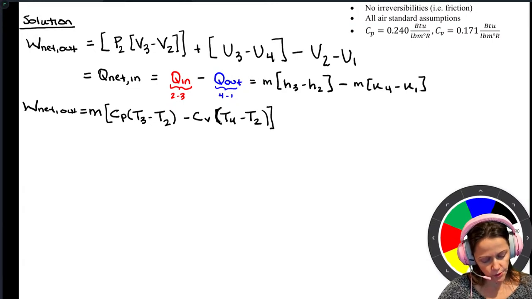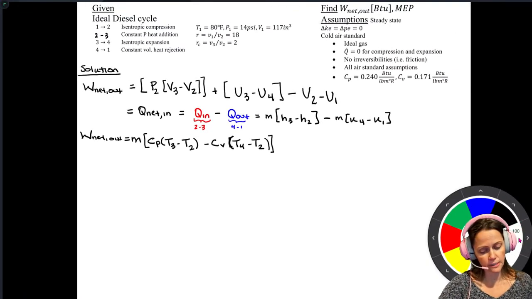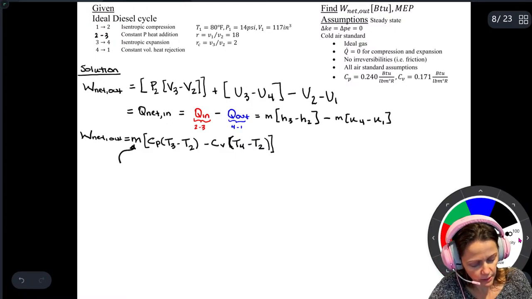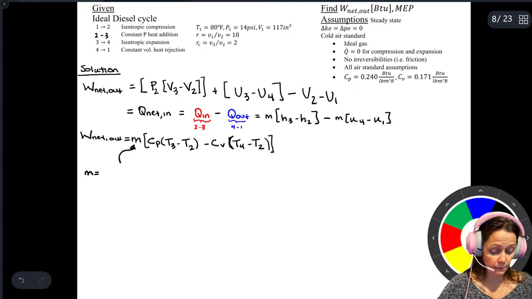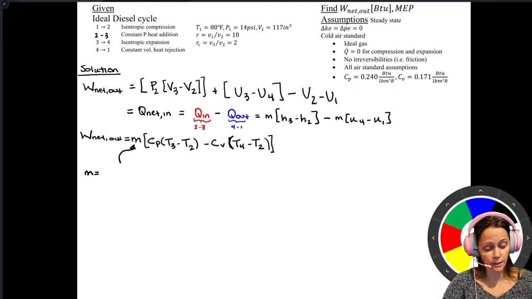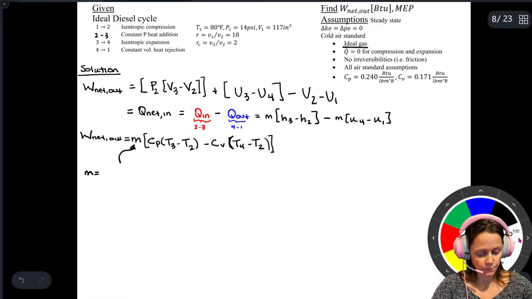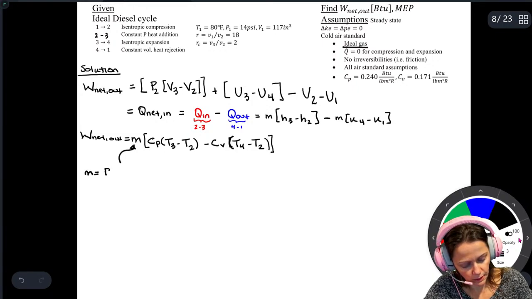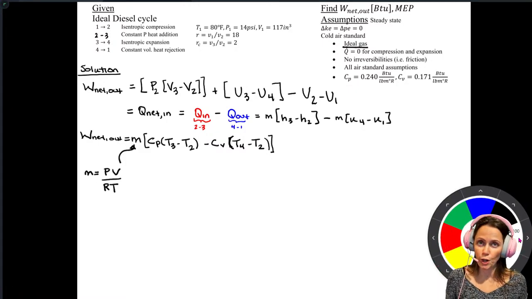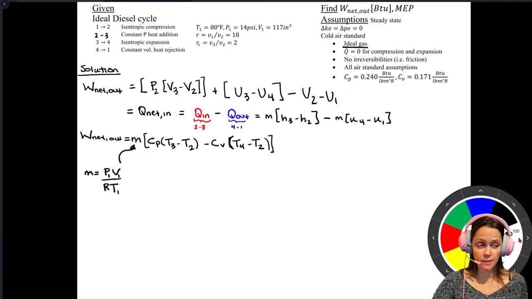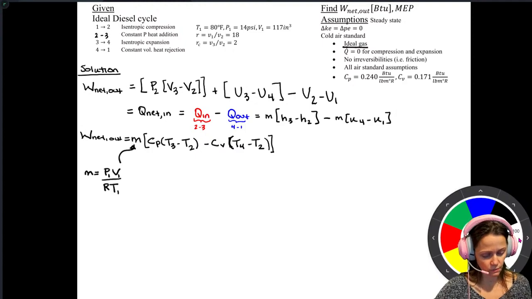Okay. All right, so we got our governing equation. So I know I need to go through and solve for each of those temperatures. The only other thing that I might worry about is the mass. I mentioned at the end of class last time that might be a really good place to apply our ideal gas law, because one of the assumptions with those cold air standard assumptions is that air behaves as an ideal gas. So our ideal gas law would give us PV over RT. And I just happen to know a lot of those properties at state 1. It won't matter whether I apply my ideal gas law at state 1, state 2, state 3, or state 4. I'm just picking one because I know the volume at state 1, and so it's just convenient.